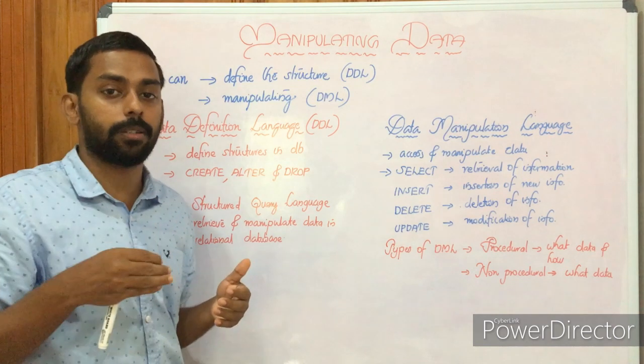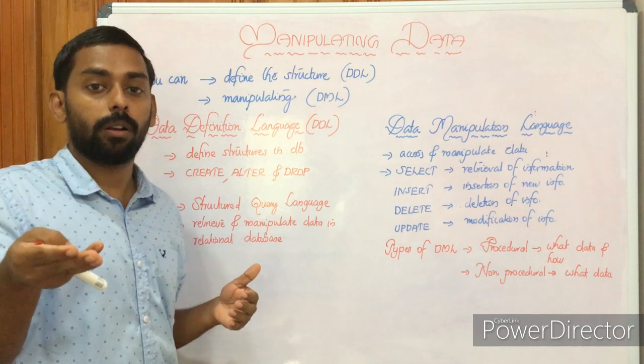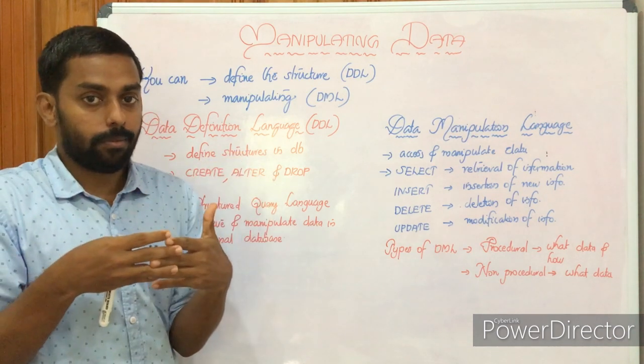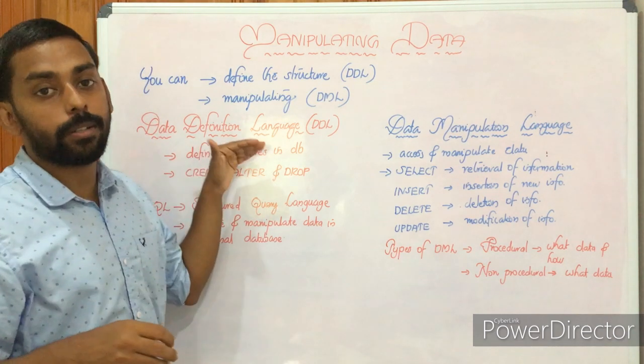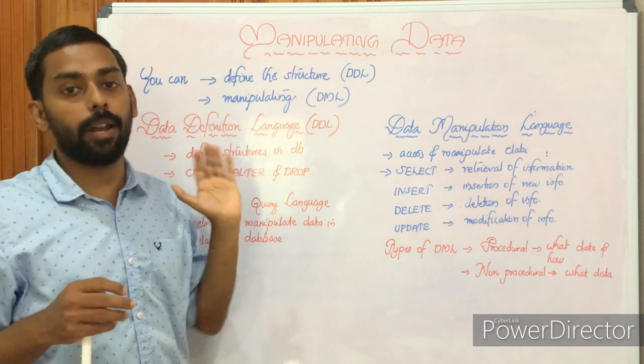You know what a relational database is? Relational database management system. Relational means tabular or connecting tables, right? So this is the first type of subset of SQL commands, data definition language.